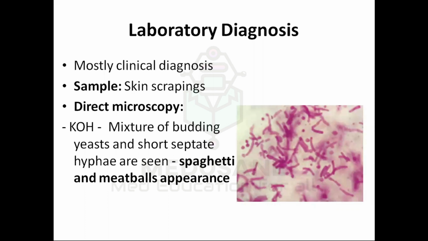So how are you going to diagnose this? For samples, we get skin samples. We first do the KOH mount. In the KOH mount, this is the exact picture: there are hyphae and yeast cells, which appear as a spaghetti and meatball appearance. So while you are attending this question, if you are writing about the laboratory diagnosis, you want to be more specific on this point. You have to write this point so that you get the full marks. Okay.